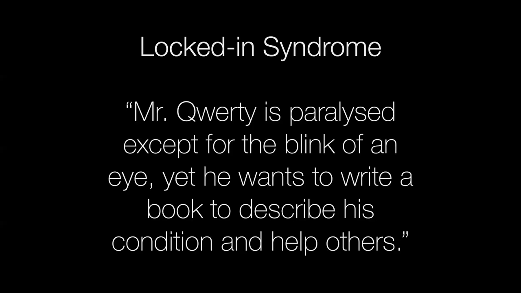This is a real story, actually, and this guy called Mr. QWERTY is paralyzed, except for the blink of an eye. His mental activity is completely fine, and he can blink just one eye, okay? This guy wants to write a book to describe his condition and help others with the same locked-in syndrome. So how do we help Mr. QWERTY to write this book? He can just blink an eye.